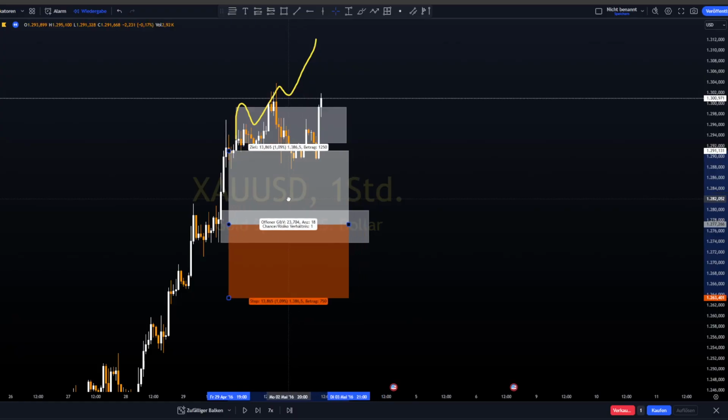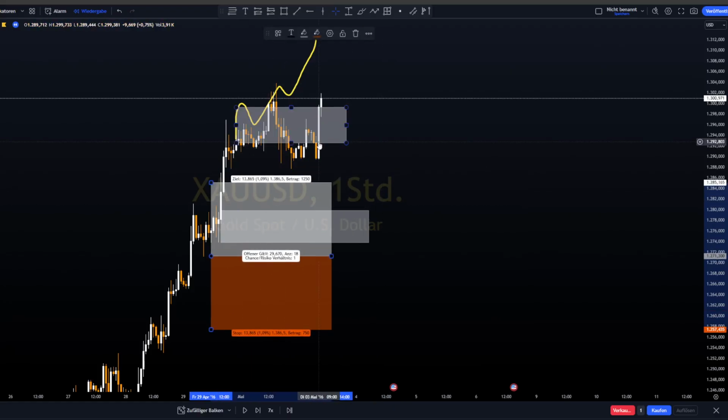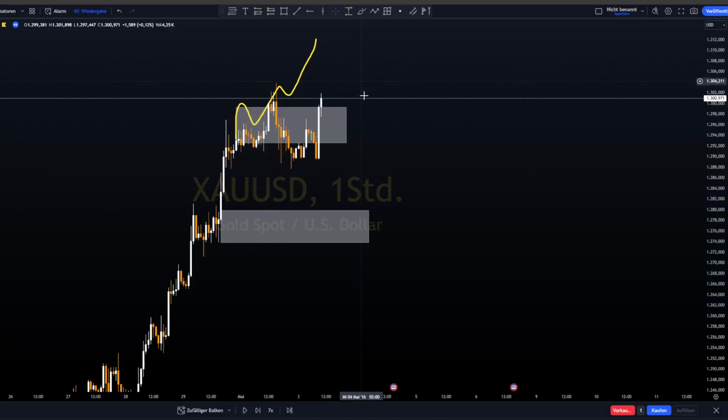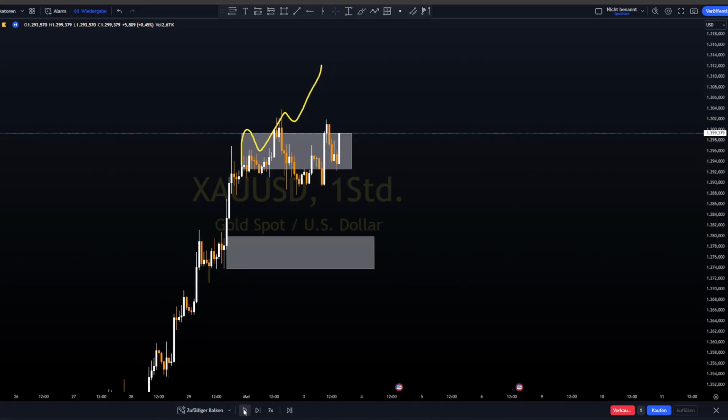Why? Because I am going with the flow. And when the flow keeps going, and it's going for a while, the idea for me is gone. Because I am trading, as I said, momentum. And momentum doesn't mean after 8 hours. It means right now, in a few minutes later, or whatever. So let's wait and see.